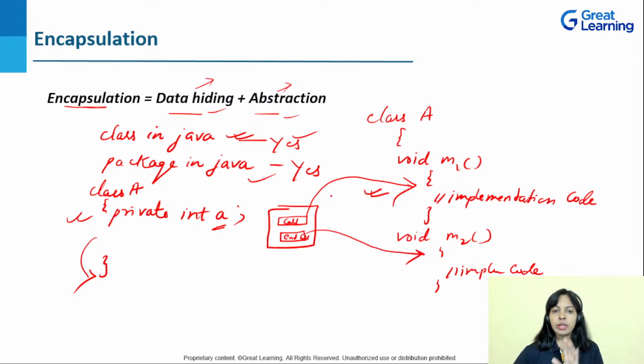But where is the abstraction here? Abstraction is in this: when I click on this particular button, whatever is happening at the backend, the implementation part is not shown to the user. It means an abstract view is provided to the user, and that is nothing but abstraction, where the implementation details are hidden. So that is all about encapsulation, that is, data hiding and abstraction.